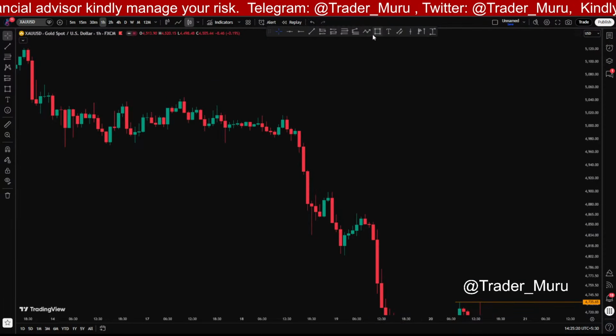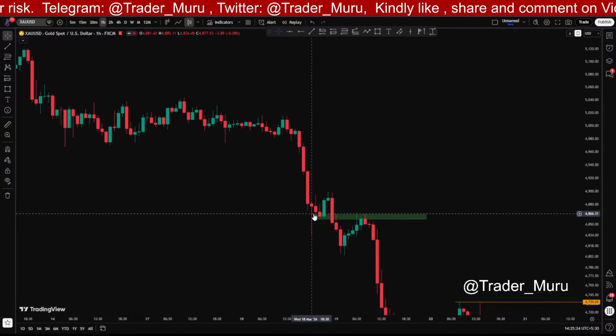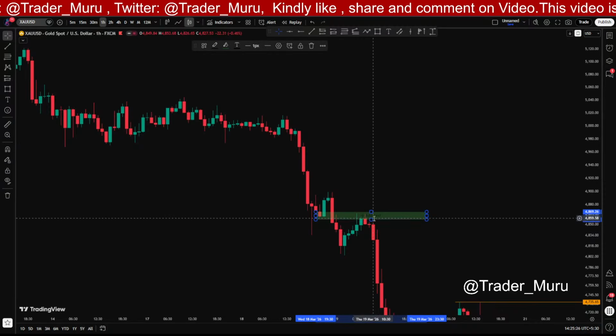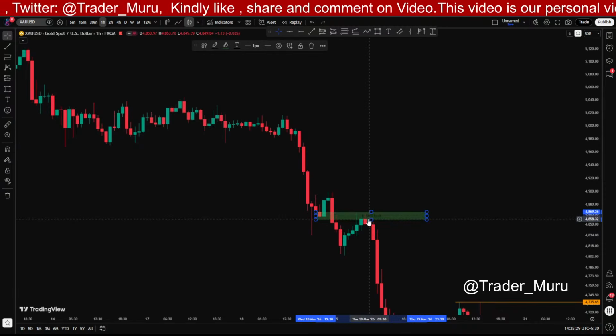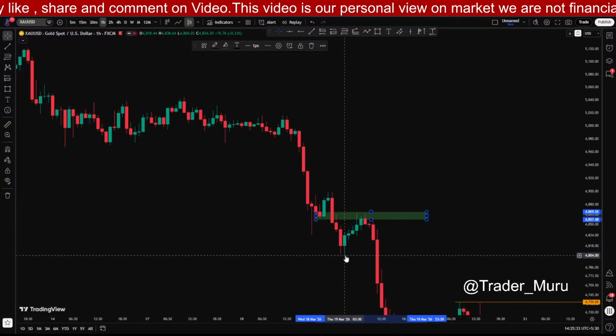One hour zone, wait for a test here. The testing candle does not close above. Short here, stop loss above, this is your target.